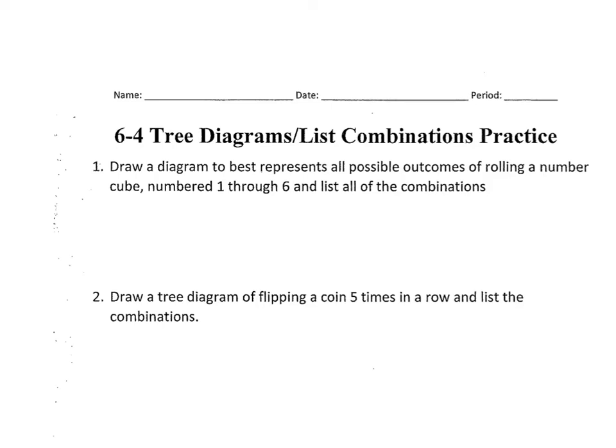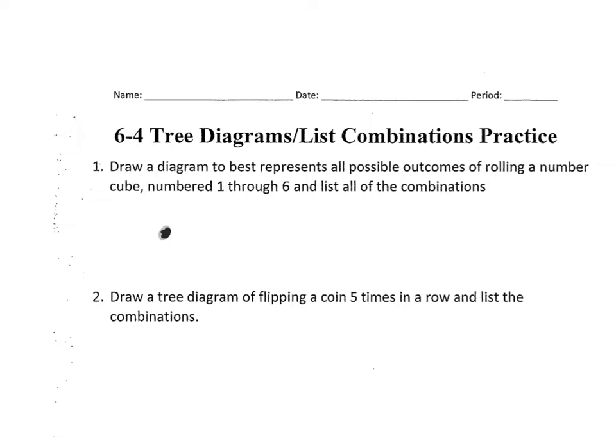All right, so number 1, it says, draw a tree diagram to best represent all possible outcomes of rolling a number cube numbered 1 through 6 and list all combinations. So here's our number cube. So number cube is just 1 through 6. If I'm going to make one roll, oops, hang on, there we go.